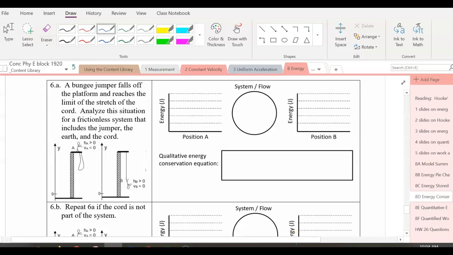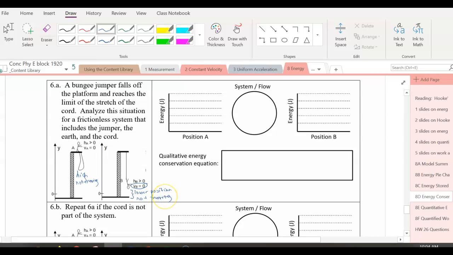So they're high and they're not moving. Right, they're just standing up there waiting to step off. And at position B, notice they're not quite on the ground. So they're at a lower position, but they're not on the ground. So they've still got a little bit of height, but they're not moving.